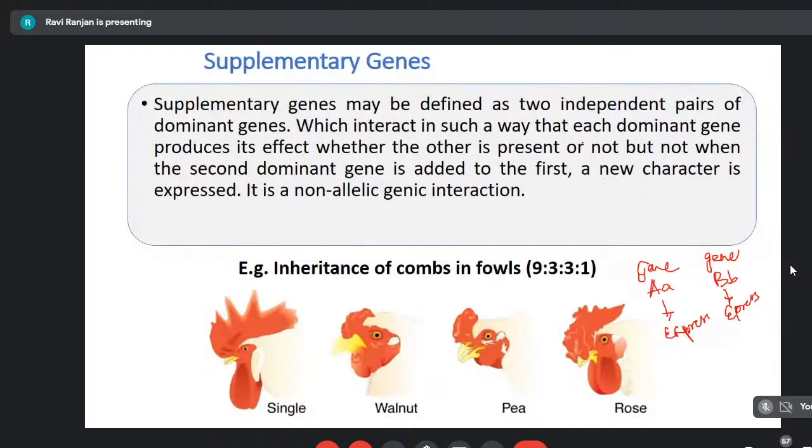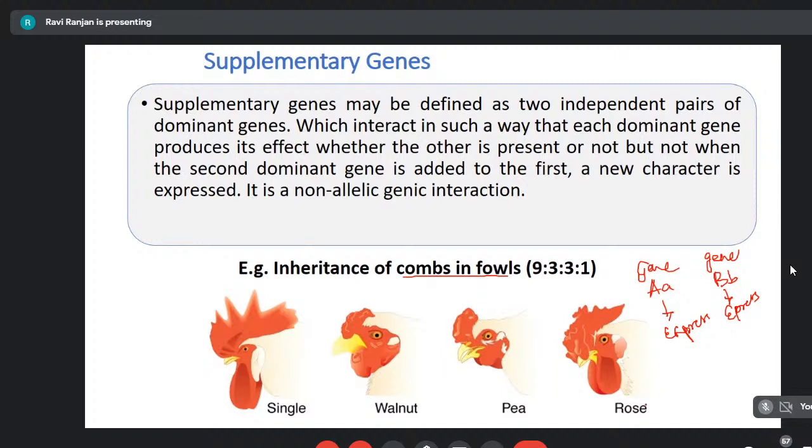So if I read this, supplementary genes may be defined as 2 independent pairs of dominant genes which interact in such a way that each dominant gene produces its effect whether the other is present or not. But when the second dominant gene is added to the first, a new character is expressed. So the example is combs in the fowl. Usually combs in the fowl are of four types: single, walnut, pea and rose.